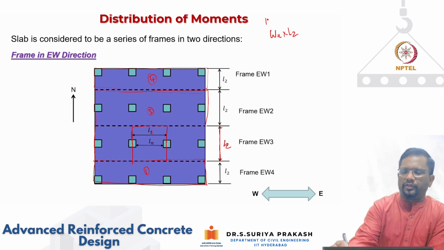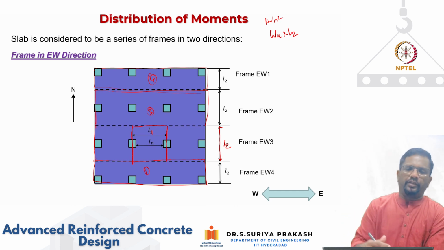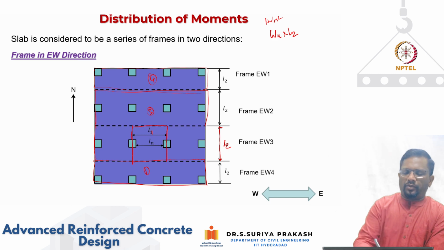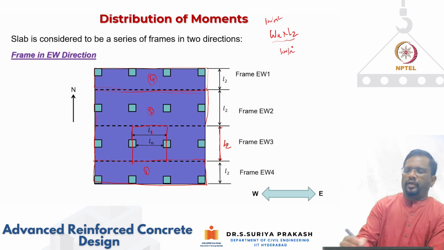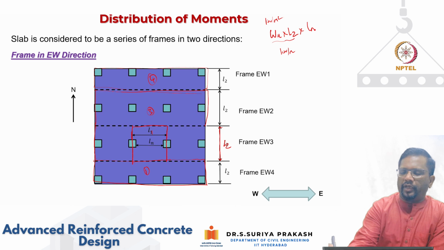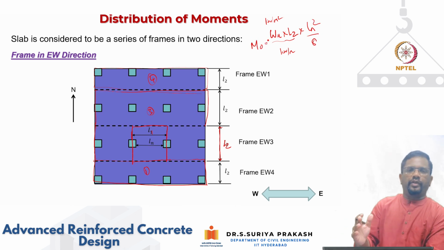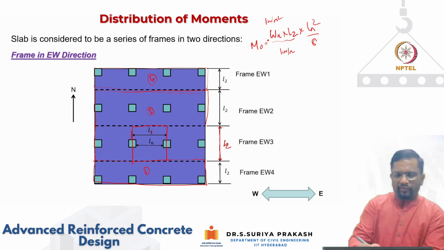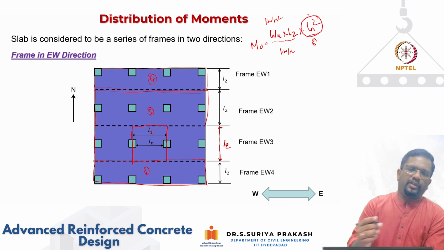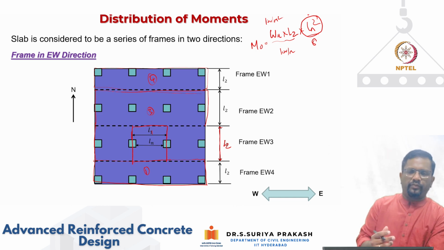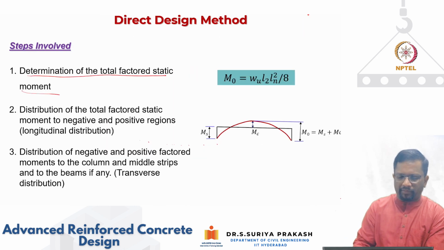If this is in kilonewton per meter square, when I multiply it by L2, which is the perpendicular dimension, I get it in kilonewton per meter. Then the moment is going to be Wu L2 Ln square by 8. This is your total static moment. Like that, we have to calculate for each span. Instead of L1, here we use Ln, which is the clear span, to calculate the moment. So this is the total static moment for each span. That is the first step that we do.